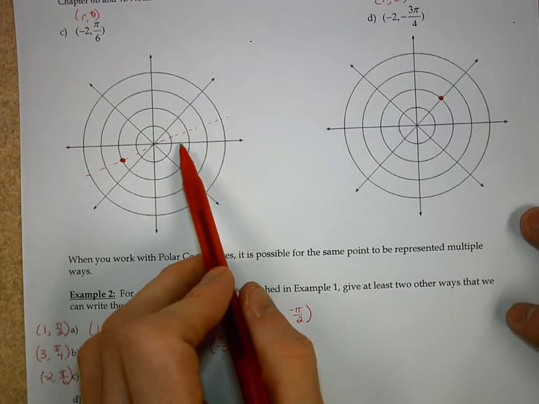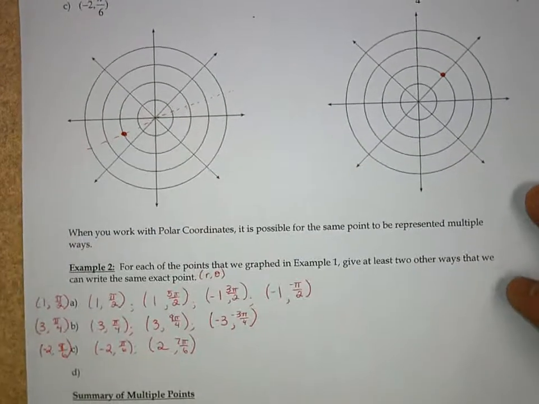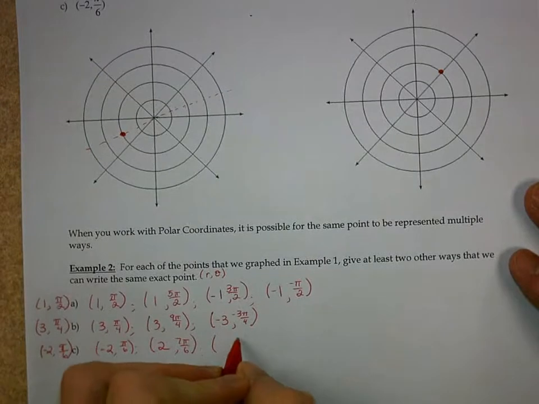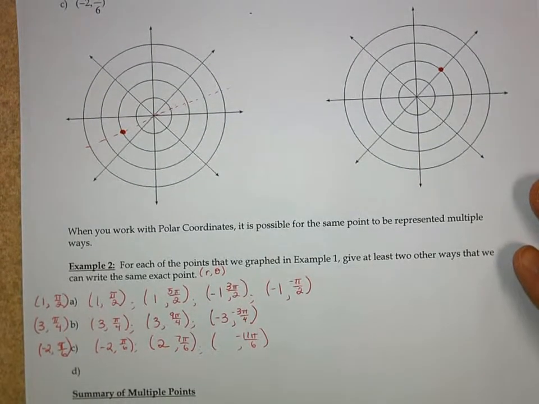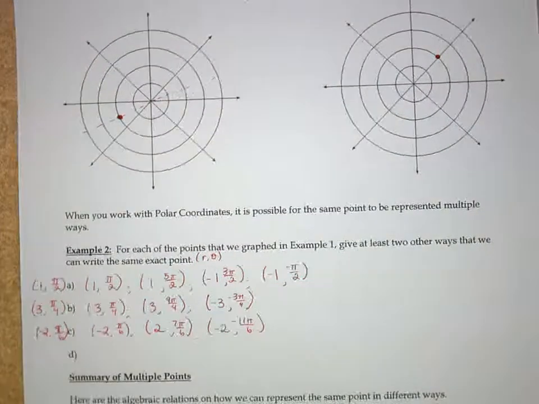Or to get to this angle, I could have gone all the way backwards. This is also a negative 11 pi over 6 if I go in the clockwise direction. So if that were to be negative 11 pi over 6, that means my r would have been negative 2, backwards.